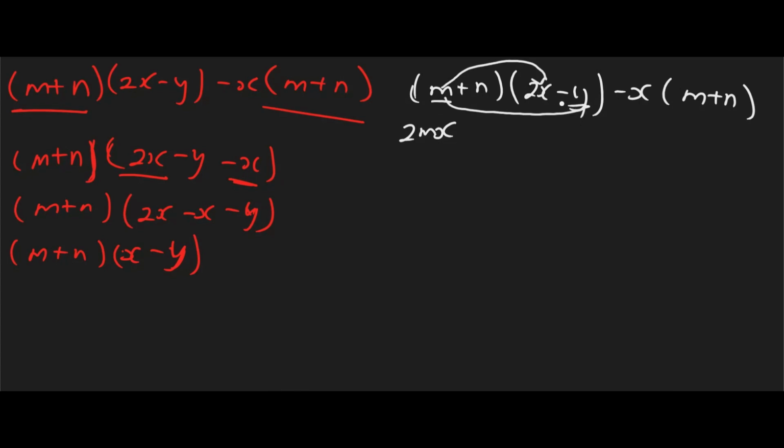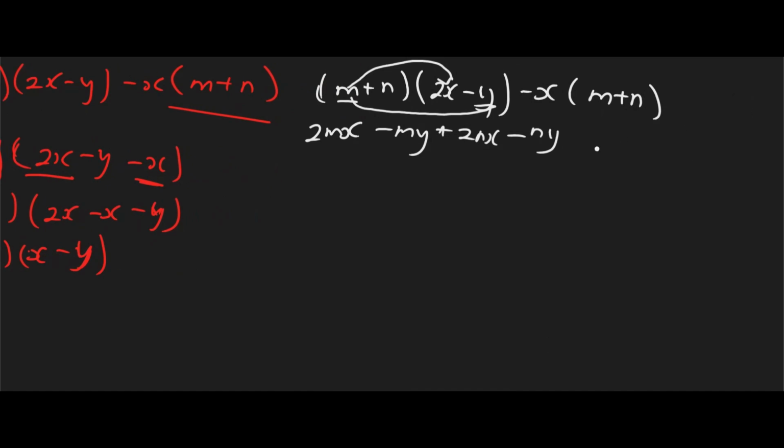So m times negative y is going to be negative my. So let me come to the n rather. So n times 2x is going to be positive 2nx. N times negative y is going to be negative ny. Alright, so the next one, let's come to the next bracket. Negative x times m is going to be negative mx. Negative x times n is going to be negative nx.